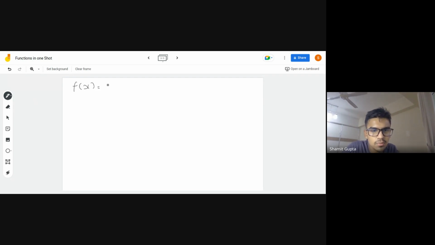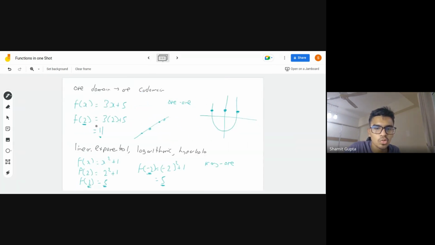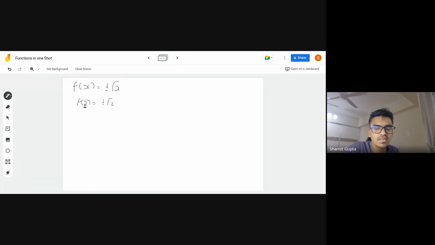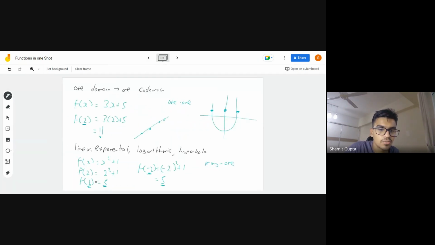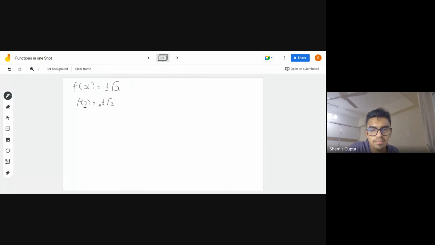Suppose f(x) is equal to plus minus square root of x. You can see if I put 2, I'm getting plus minus square root of 2. Means one domain is actually giving me multiple codomains. In this case, if I put 2, 11 is the only thing I can get. If I put 2, 5 is the only thing I can get. -2, 5 is the only thing I can get. But in this case, if I put 2, I'm getting plus minus square root of 2. And I can't get plus minus square root of 2 from anything other than 2. Here I could get 5 from 2 and -2. Here I can only get plus minus square root of 2 from 2. This is called one-to-many. Then there's also many-to-many.